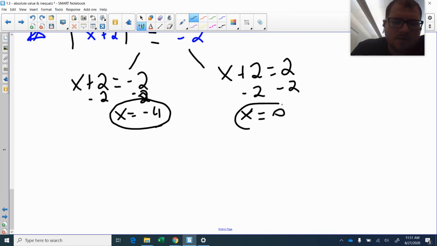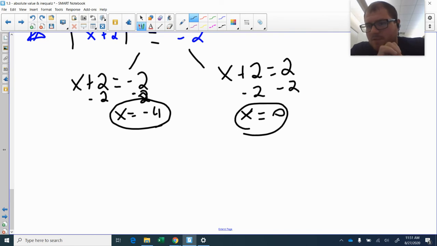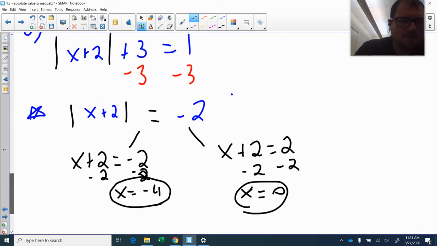But once again, this is where we have to check. And I'm going to tell you ahead of time, there's going to be a reason why we're doing it. And this is going to be the problem where you actually see the issue. So let's go ahead back up here and plug it back into the original. All right? We have the absolute value of x plus 2, plus 3 equals 1.